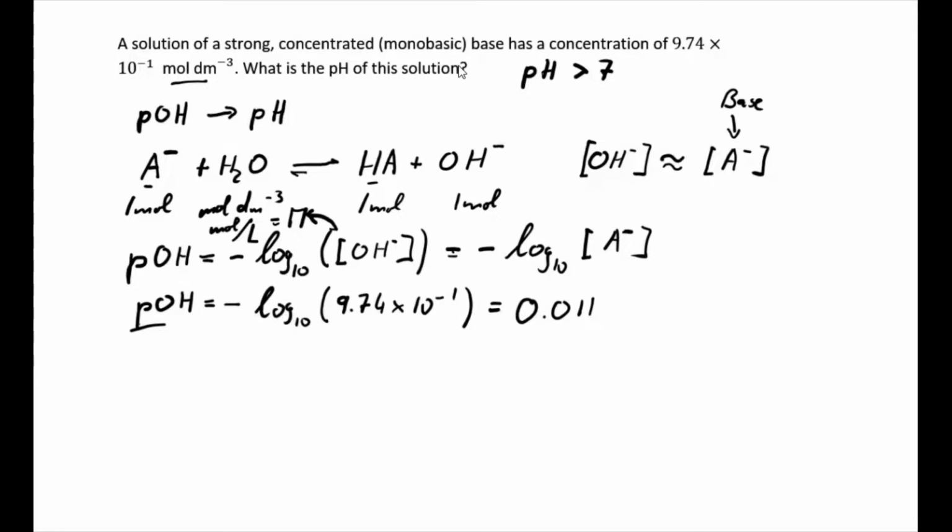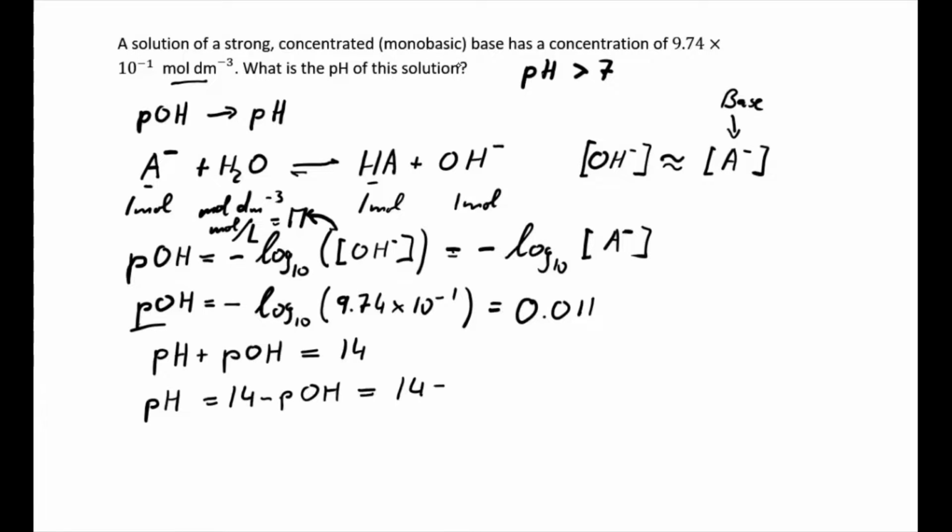Now we've got a pOH value, but we really want to have the pH value. So how can we do that? Well, we use our knowledge of the relationship between pH and pOH, because we know that pH plus pOH, at least in water, adds up to 14. Now we can very easily calculate the pH. So the pH equals 14 minus pOH, which we've just calculated.